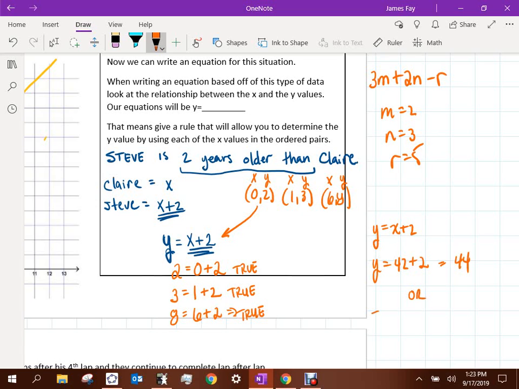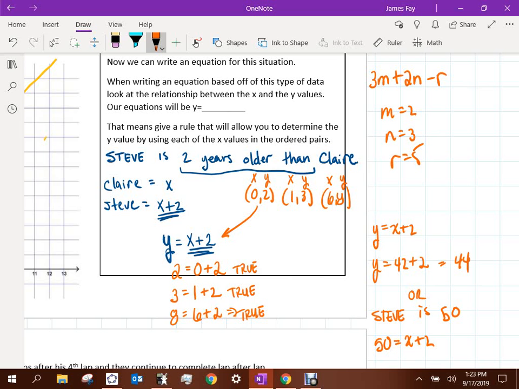Or, what if it says Steve is 50? If Steve's 50, which was y, right? Can you solve that for x? What do I need to do to solve that for x? All right, careful. Subtract 2 from both sides, right? And that would tell me x is 48, so Claire would be 48. So that's the nice thing about an equation, is that it can predict or give me accurate values for larger inputs of x and y. Does that kind of make sense to everybody?